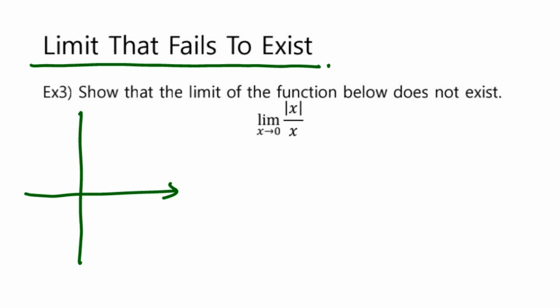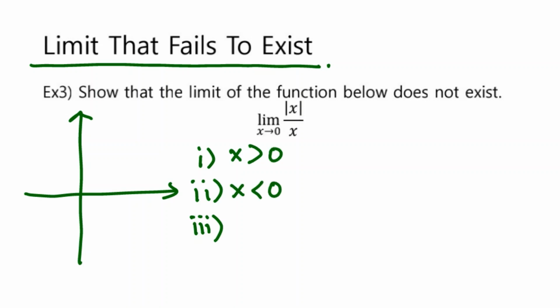Okay, so I have the x-axis and the y-axis. And I guess that we can have 3 different cases. So first, when x is greater than 0. Second, x is less than 0. Third, x is equal to 0. In the first case, the positive number is inside the absolute value, so it's just x over x. Okay, so that is 1.